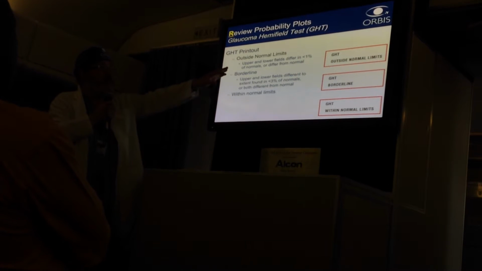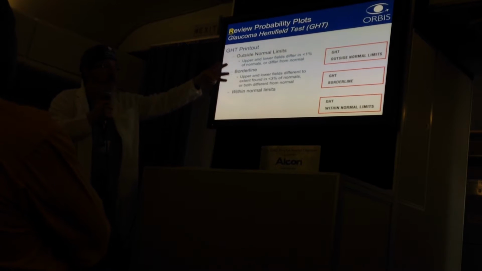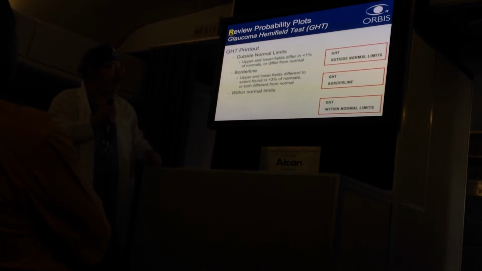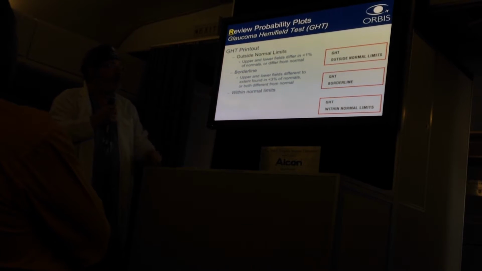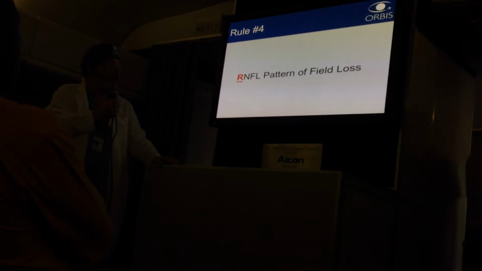So the glaucoma hemifield test can give you 3 answers. I don't know about your machine, but it'll say that it's outside normal limits, borderline, or within normal limits. And this, as it's explained in the screen here, when it's outside normal limits, that degree of asymmetry between the upper part of the field and the lower part of the field is present in less than 1% of the population. Rule number 4 is to look for a nerve fiber layer pattern of field loss.